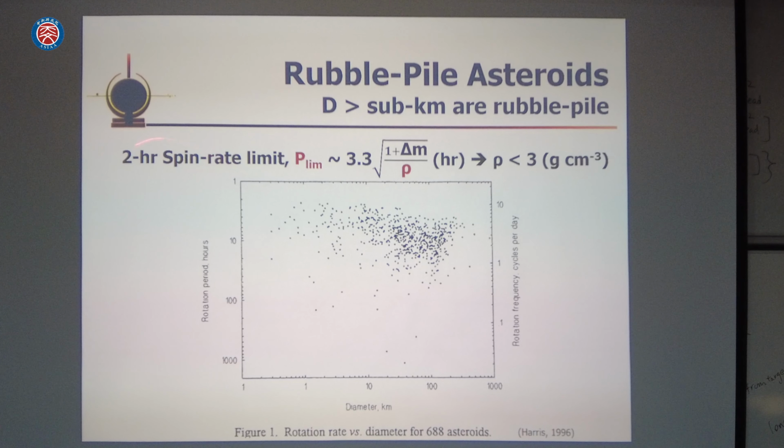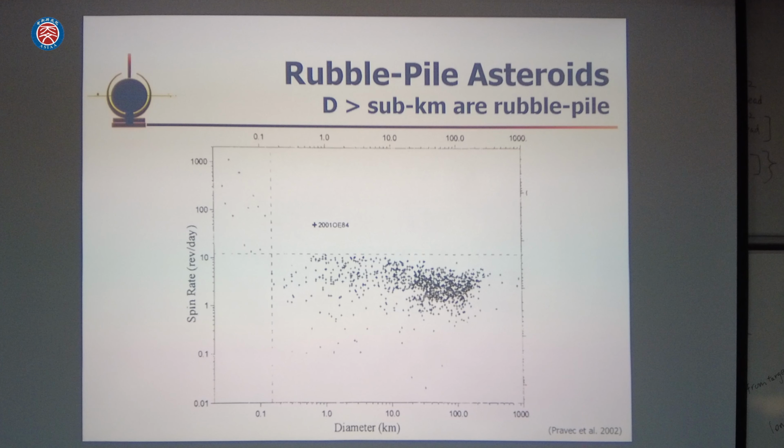He thinks this 2-hour spin rate limit is because of the rubble-pile. So he put 2 hours here and then got the bulk density of this group of asteroids, and it turned out to be 3 grams per cc. So this is the bulk density from the rotation period, and interestingly, that is very comparable to what we have from the other methods, like a binary system or from the space mission.